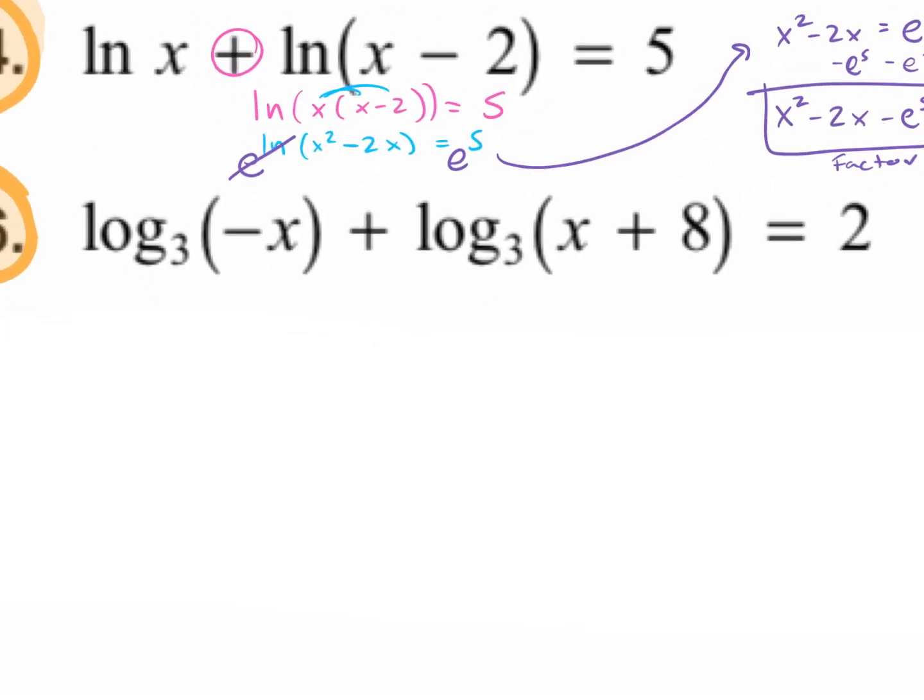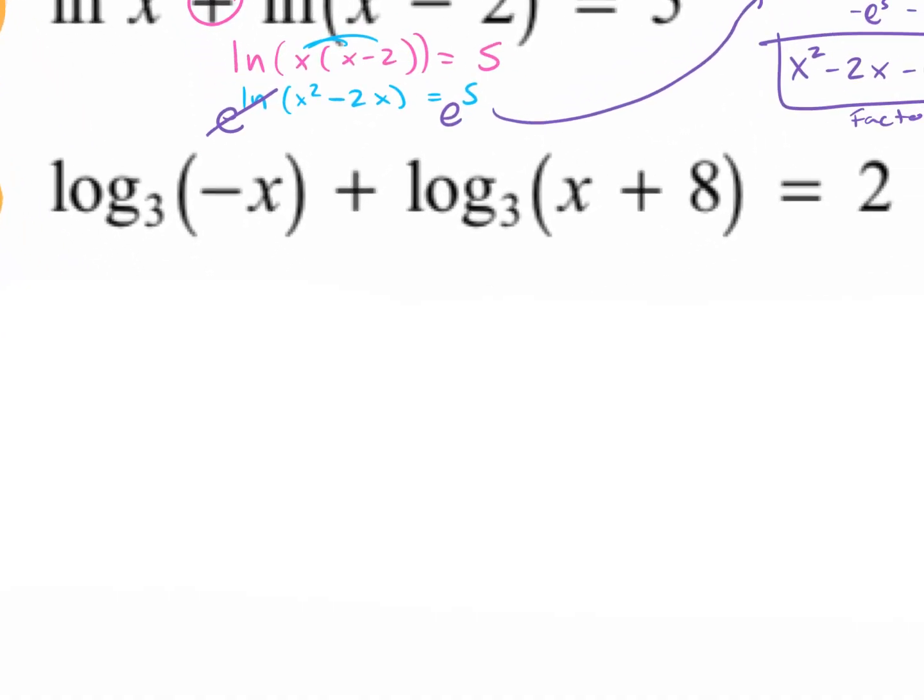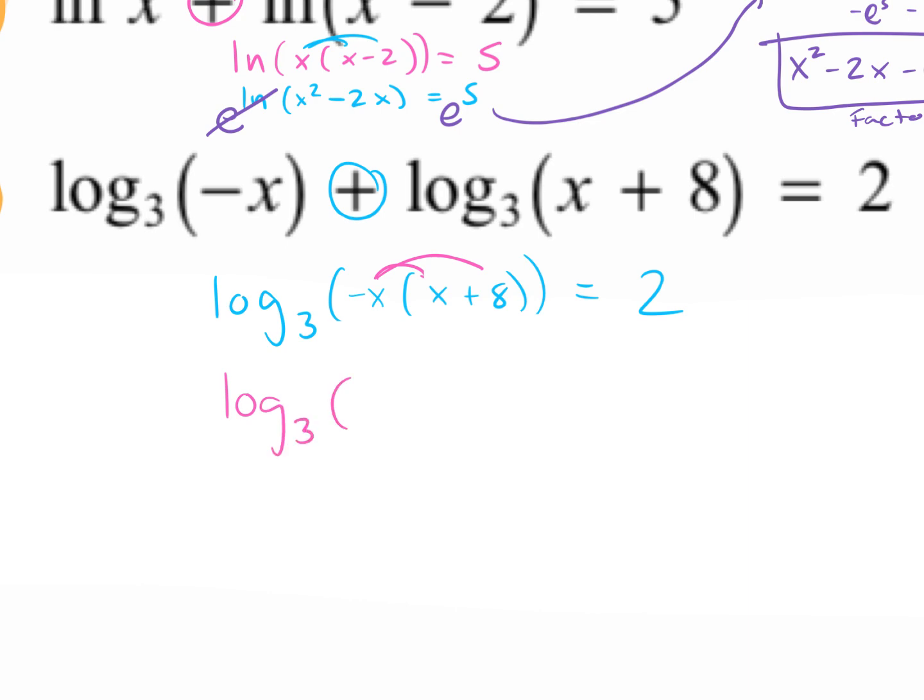Let's look at 16. What do I do when I have two logs? Condense it to one log. How do I condense with multiplication or with addition? Multiplication. So log base 3 of negative x times x plus 8 is equal to 2. What can I do next? I can distribute. That works. So log base 3 of negative x squared minus 8x is equal to 2.